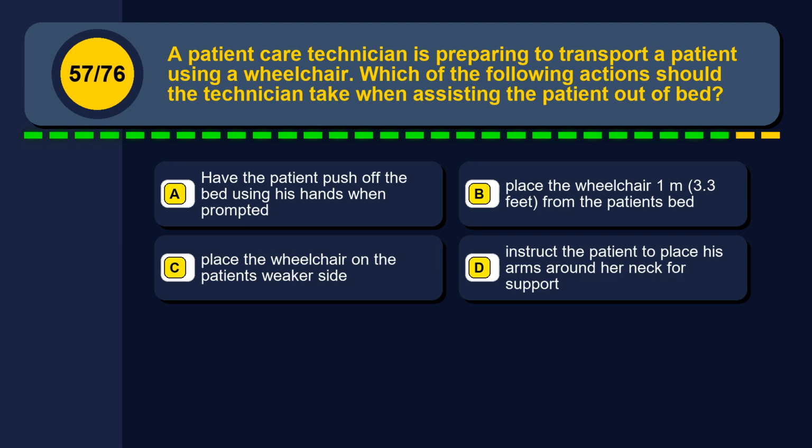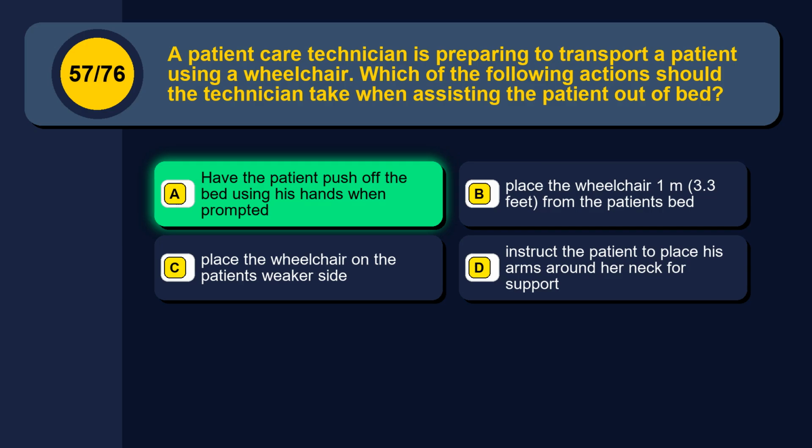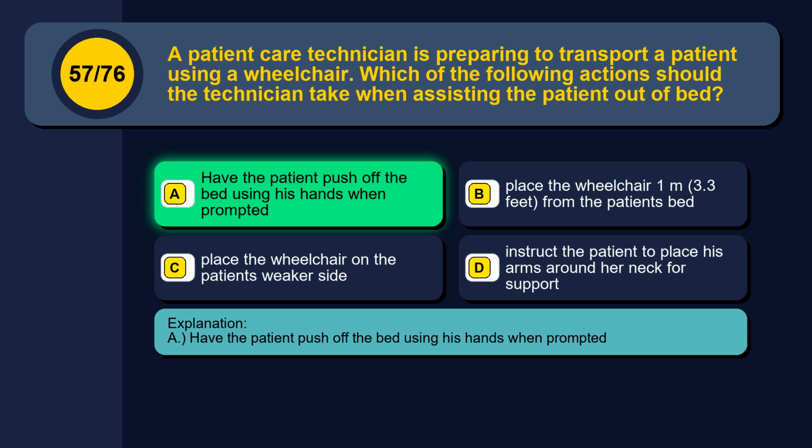Question 57. A patient care technician is preparing to transport a patient using a wheelchair. Which of the following actions should the technician take when assisting the patient out of bed? Option A, have the patient push off the bed using his hands when prompted. Option B, place the wheelchair 1 meter, 3.3 feet, from the patient's bed. Option C, place the wheelchair on the patient's weaker side. Option D, instruct the patient to place his arms around her neck for support. The correct answer is option A, have the patient push off the bed using his hands when prompted.